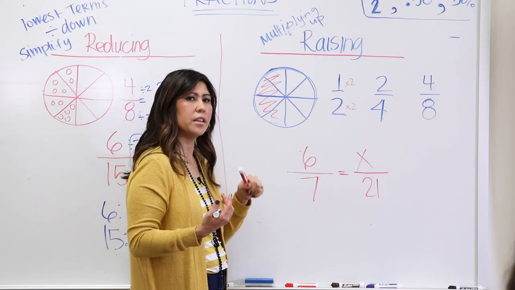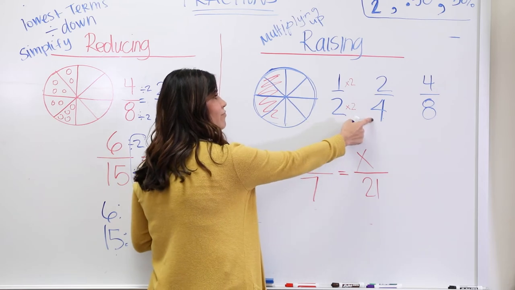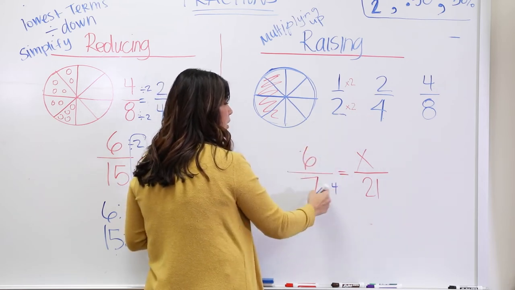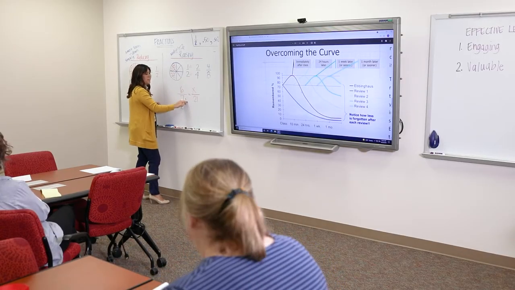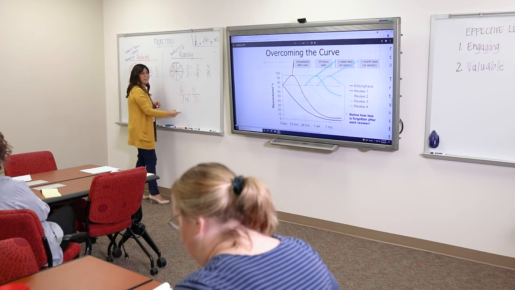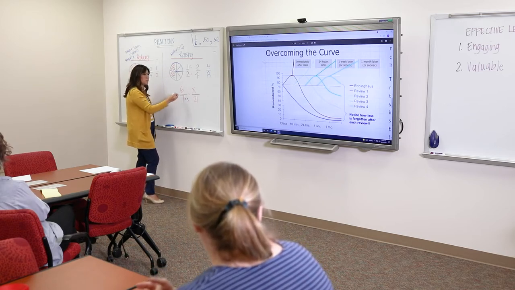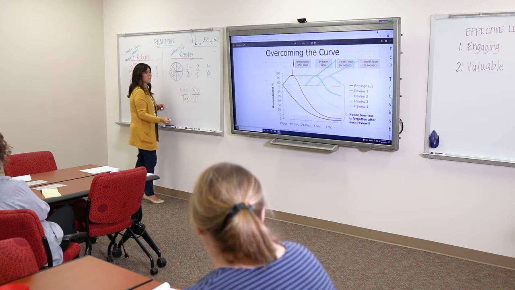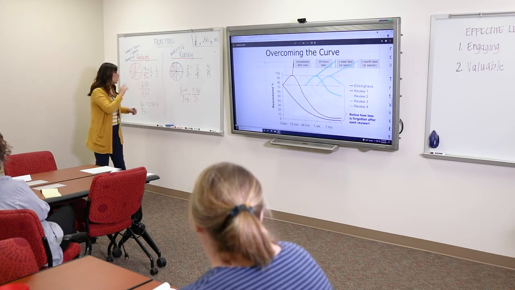18. How'd you get that? Well, if you use the bottom number as reference to see how you got to 21. How did I get here? I multiplied by 3. How did I get here? I multiplied by 3. And we are using that same rule. Whatever I do at the bottom, I do at the top. And there we are, 18. If we drew that out, it'd work out. So those are our basics.